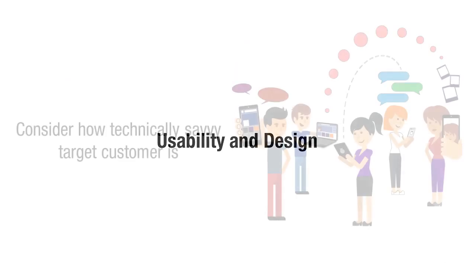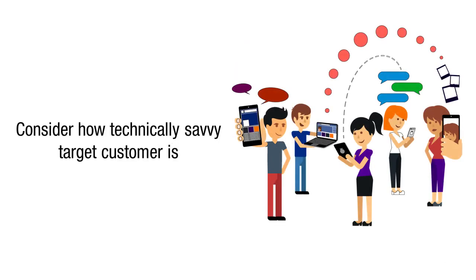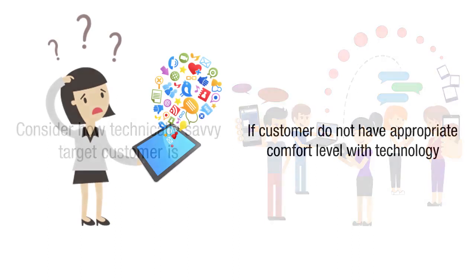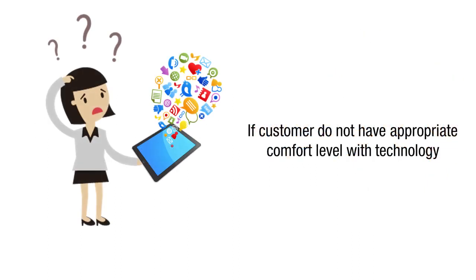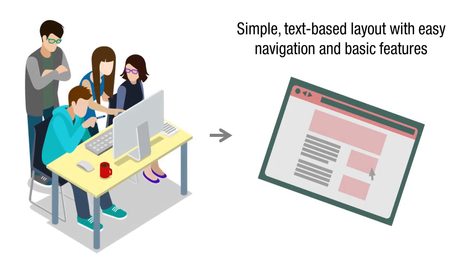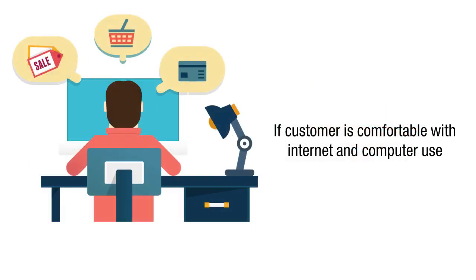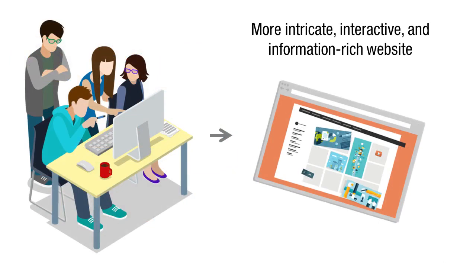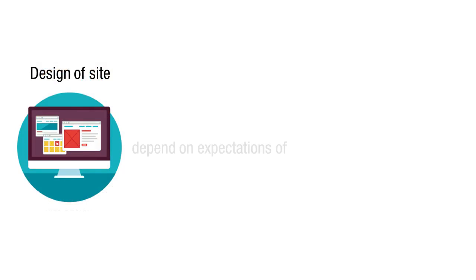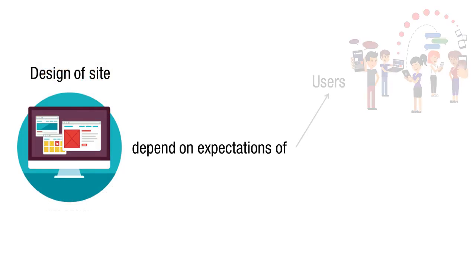Usability and design. The digital marketing team must take into consideration how technically savvy its target customer is. If the target customer does not generally have the appropriate comfort level with technology, the team should design a simple, text-based layout with easy navigation and basic features. If the target customer is comfortable and familiar with the Internet and computer use, a more intricate, interactive, and information-rich website can be implemented.